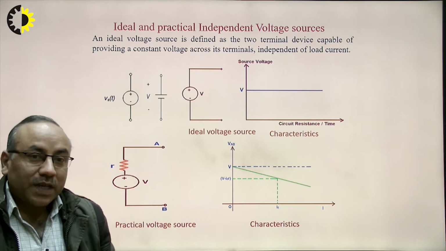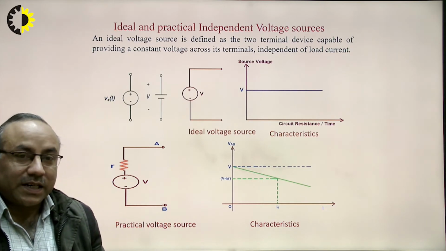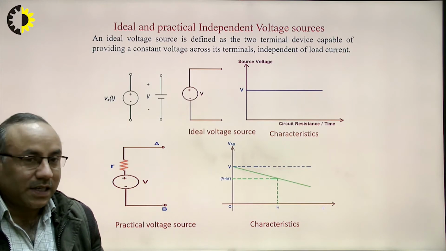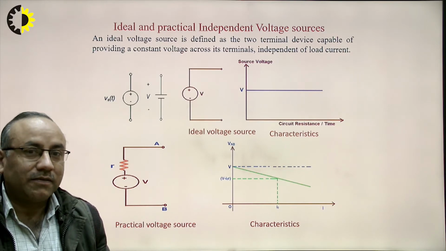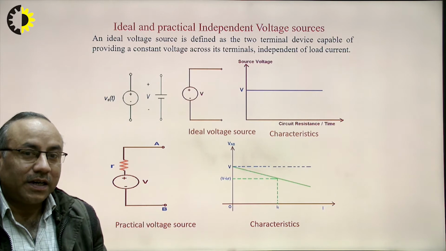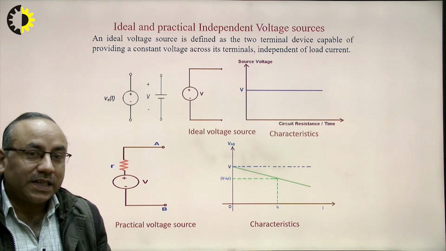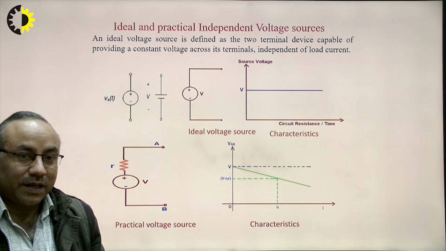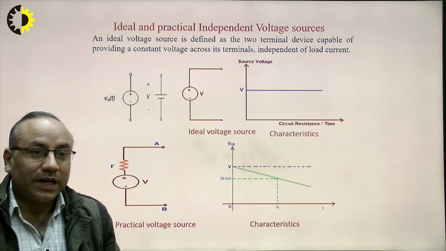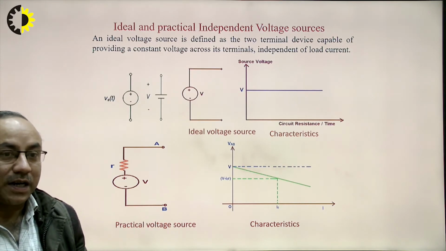Here, the characteristic curve explains all these things. On the x axis we have current, and on the y axis we are taking the terminal voltage of the source. With the increase in current, the terminal voltage is reducing. This is on account of the internal resistance voltage drop I R.